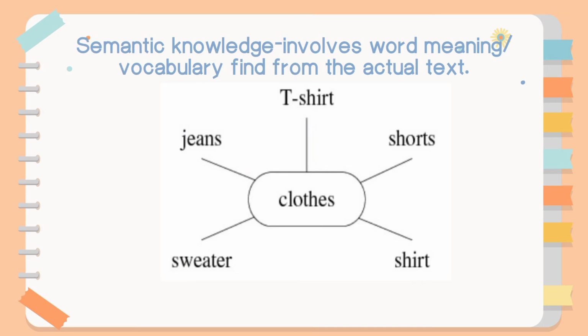Lastly is the semantic knowledge. It is the aspect of language knowledge that involves word meaning or vocabulary found from the actual text, symbols, and signs themselves. We can see here in the picture, the example is clothes. Each clothing item has a different meaning. We know the meaning of certain words, for example: t-shirt, shorts, jeans, sweater, and shirt. So that is what we can call semantic knowledge.